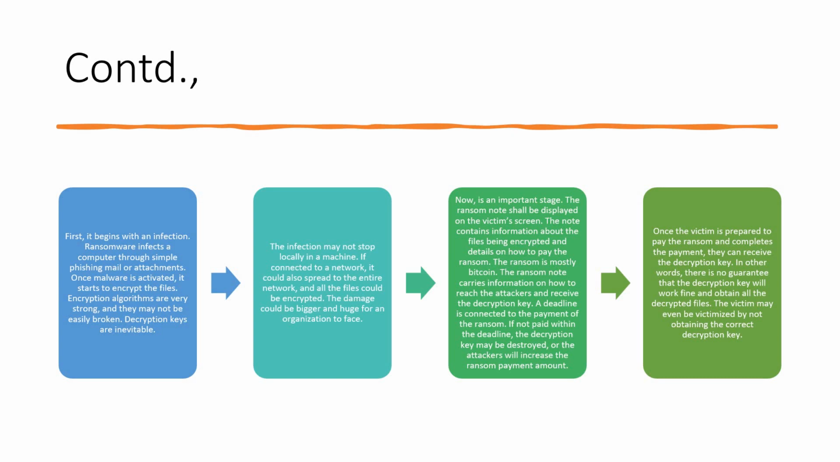Now comes the important stage where a ransom note is displayed on the victim's screen. The note will contain information about the files being encrypted and how to pay the ransom. The ransom mostly will be in Bitcoin, and the note carries information on how to reach the attackers and how to settle this amount. Once it is all done, you will get the decryption key. But the very important thing to note is the ransom note will also give you a deadline. If you do not give the bitcoins as ransom before the deadline, your files will be permanently locked. It means they may not give you the decryption key at all, or they can increase the cost of the ransom. So that way it's going to be a pain point.